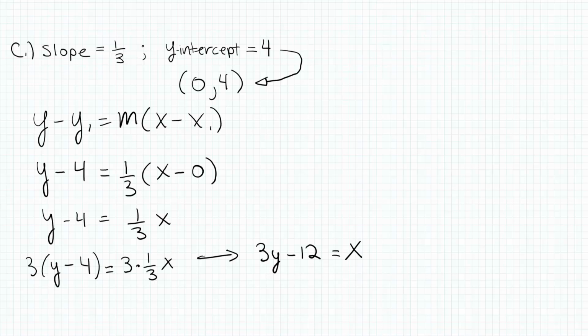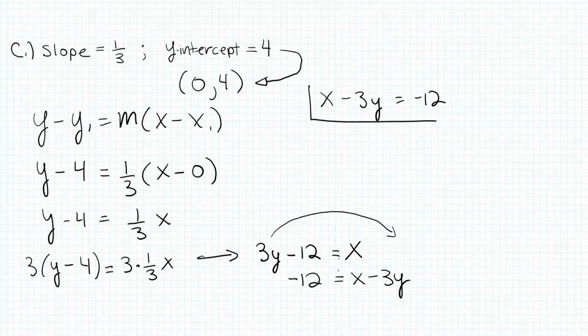And then from there, we just want to bring the y over to meet the x, right? Again, when it crosses this line, it changes the sign. So we're going to end up having negative 12 is equal to x minus 3y. And rewritten so the variables are on the left, we have x minus 3y is equal to negative 12. And that's our answer.